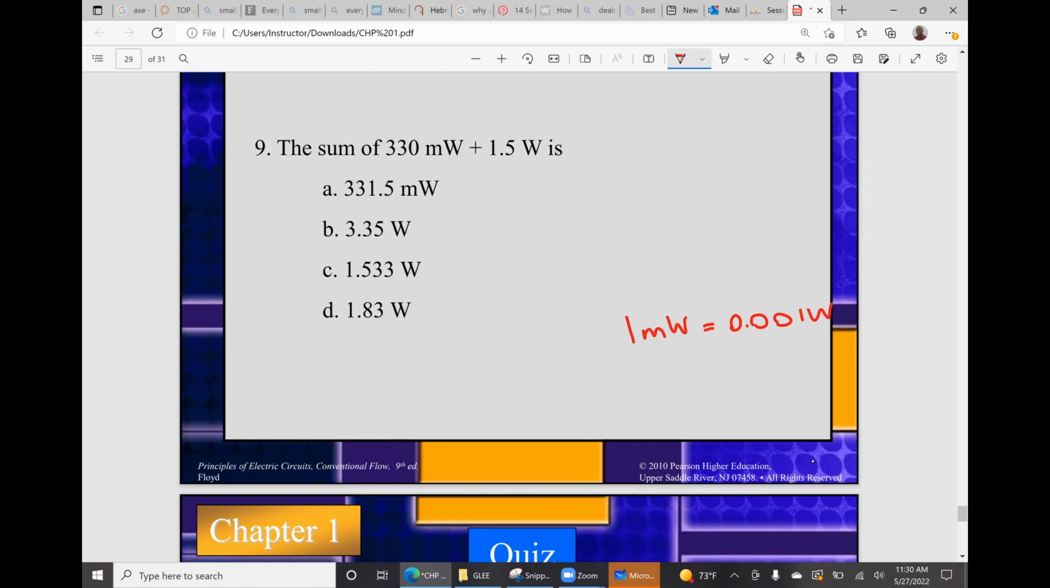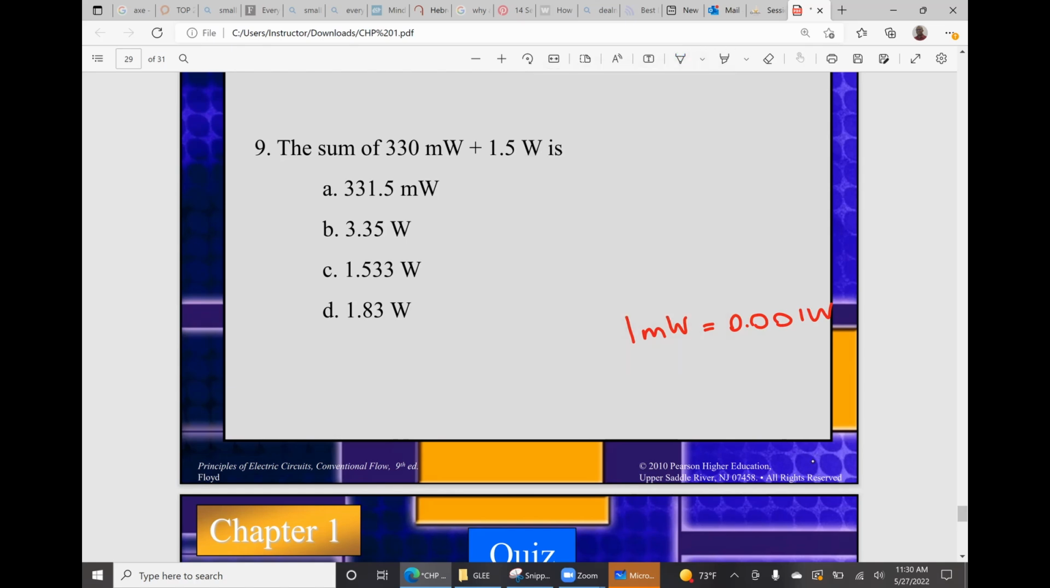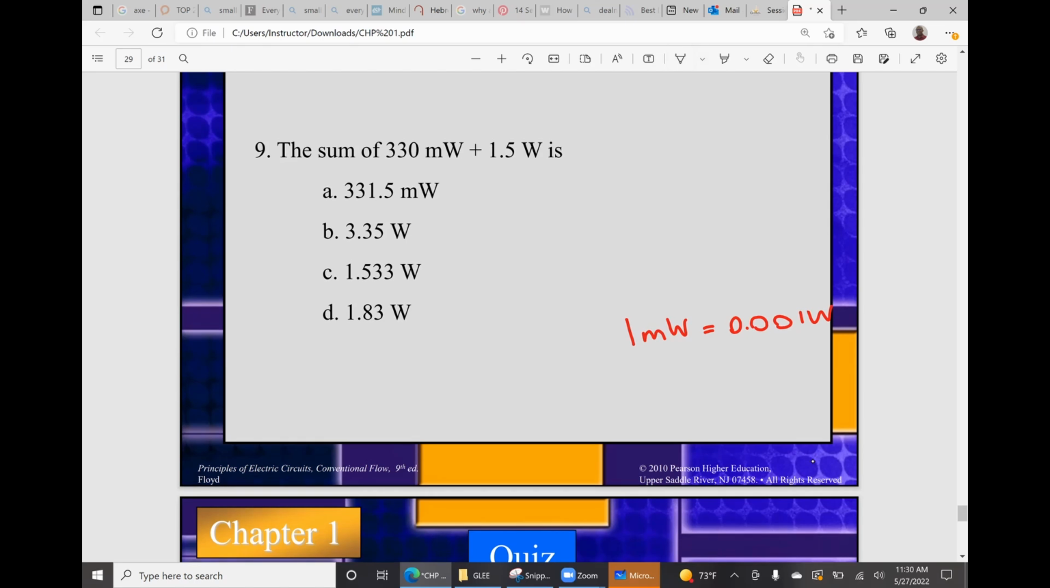So if 1 is here, this is going to be 10 watts. If 1 is here, it's going to be 100 watts. And so we see 300 watts, so we know already that this is going to be 0.330 watts. So if you add the two together, of course, we get 1.830 watts. This is what we have right here.